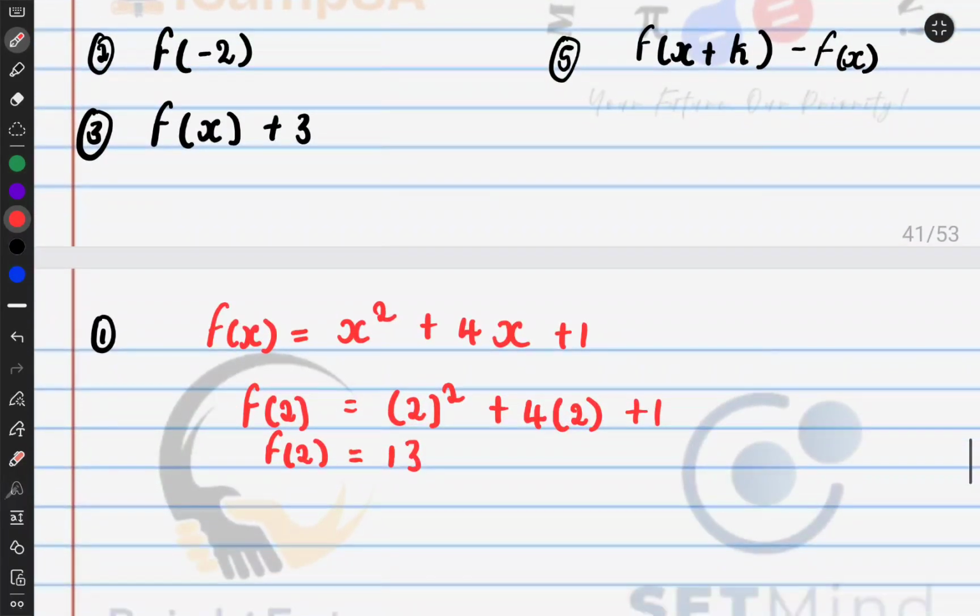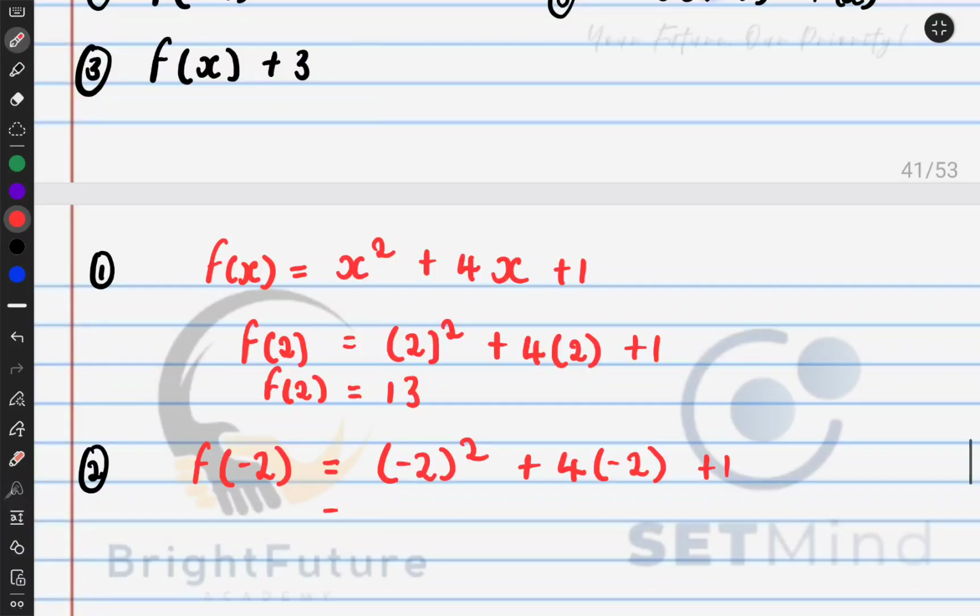And then for number 2, we are now asked to find the value of f at negative 2. So for f at negative 2, we simply substitute negative 2 wherever we see x. So negative 2 squared plus 4 times negative 2 plus 1. This is going to be equal to what?